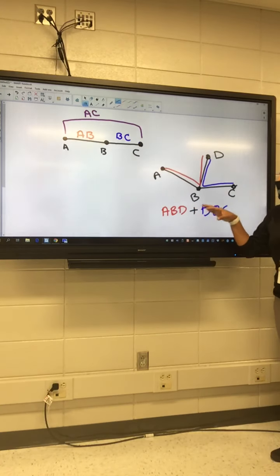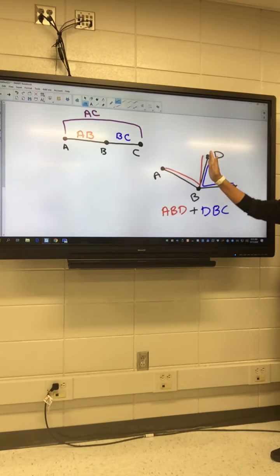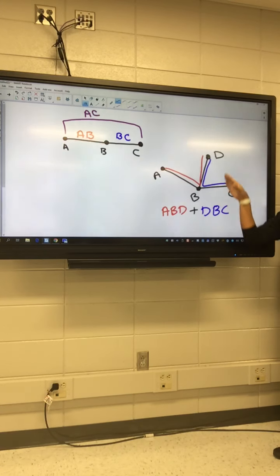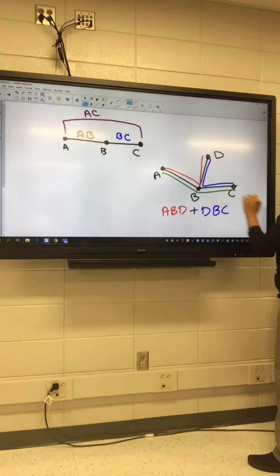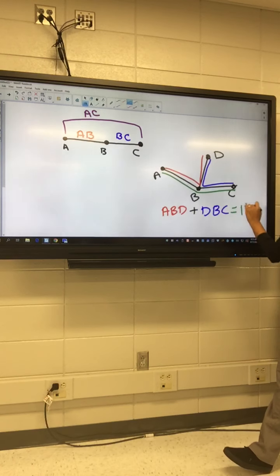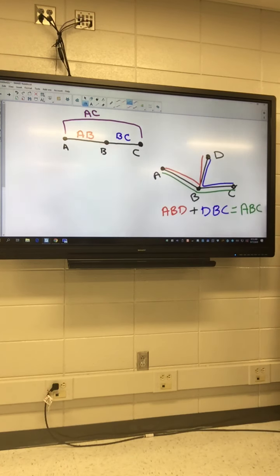Now I want you to look. So we got angle ABD, that's one little acute angle. And then we take the other acute angle, DBC, it should equal the whole obtuse angle. So it's going to equal ABC. So it's basically like the half and half for the segment addition. I really want you to look at that and understand what's happening, okay?